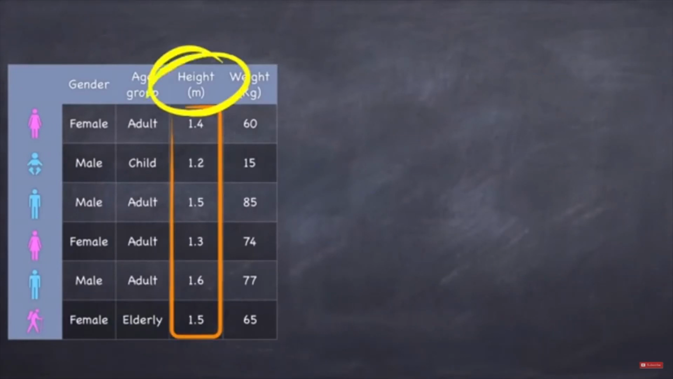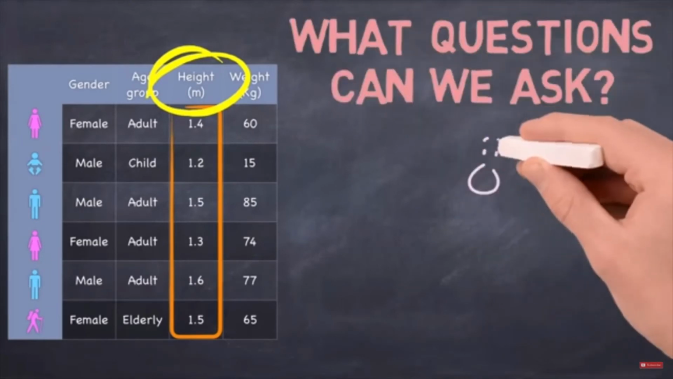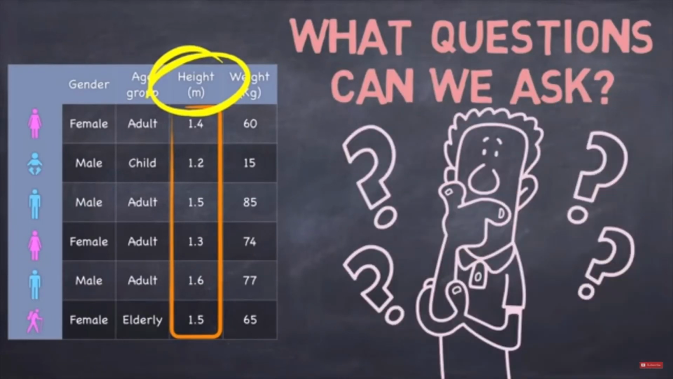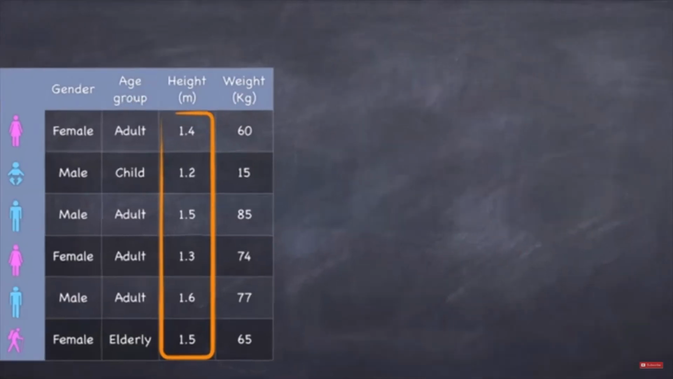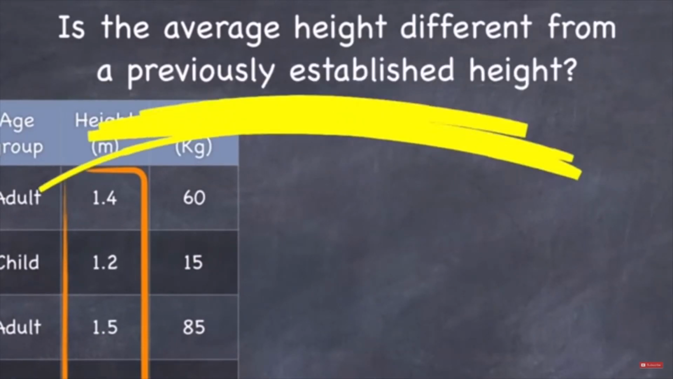Now, if we want to just look at one numerical value on its own, that is a possible scenario. So we might want to compare our data to historical data. An extreme example might be to compare height today to height in medieval times, for example. So to do that, we would need some historical data to compare ours to. So is the average height different from a previously established height?